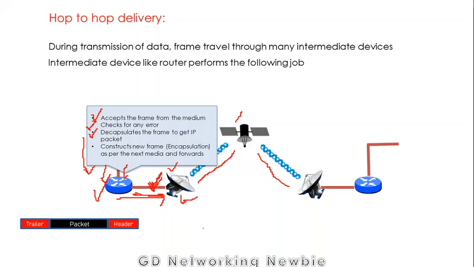In the same way, this node will forward the frame to the next one, and this will forward to this one, and this node will forward to this one. At each and every point, decapsulation and encapsulation will occur again and again until the message has been received at the final destination.